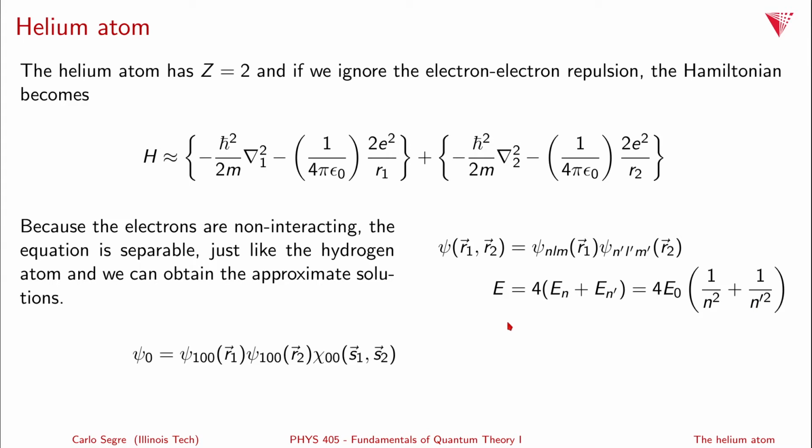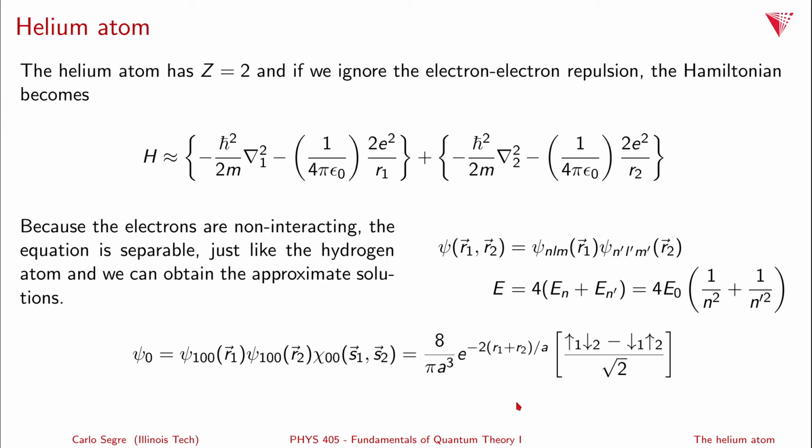So, we can now write the ground state. The ground state, psi 0, is the hydrogen-like wave function, psi 100 of R1, times the hydrogen-like wave function, psi 100 of R2. And then, because this is a symmetric function, the spatial part is symmetric. The spin part must be anti-symmetric, the way we've written this down. So we get chi 0,0, the anti-symmetric spin singlet, and we write that as chi 0,0 of S1, S2.